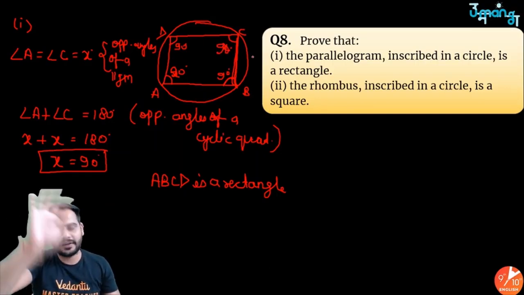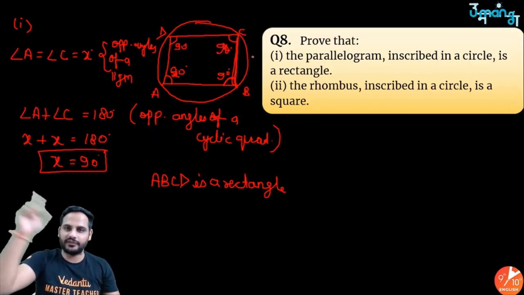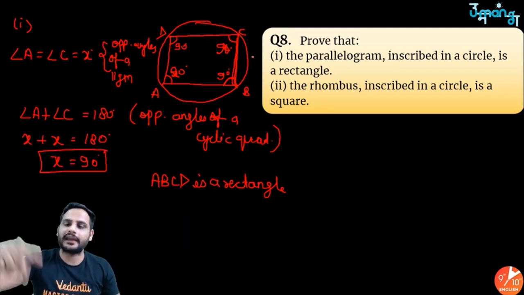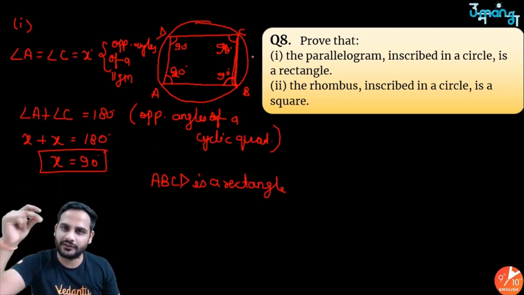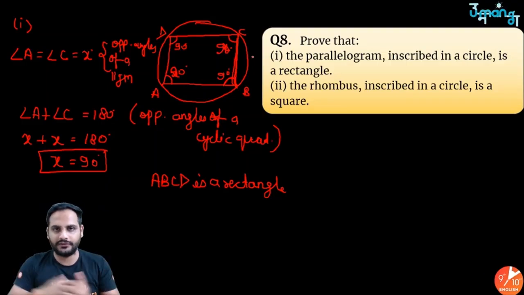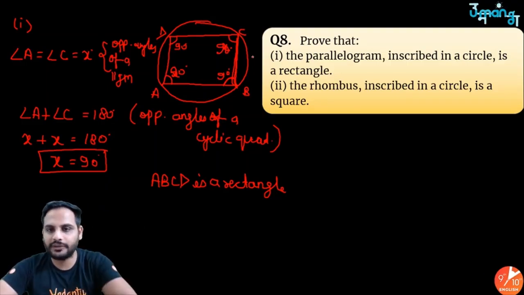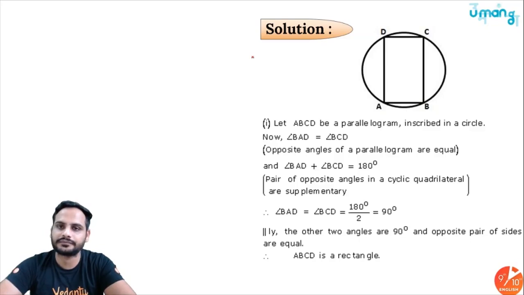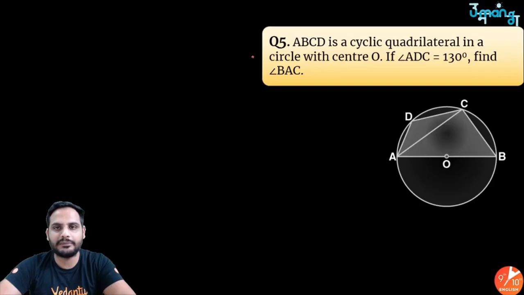Similarly, the same pattern applies in a rhombus also. In a rhombus also opposite angles are equal. Since it is a cyclic quadrilateral, opposite angles will be supplementary. So you will get angles of 90 degrees. It will also be a square. So both the proofs can be done in the same manner. ठीक है बेटा, this is how it will be solved.